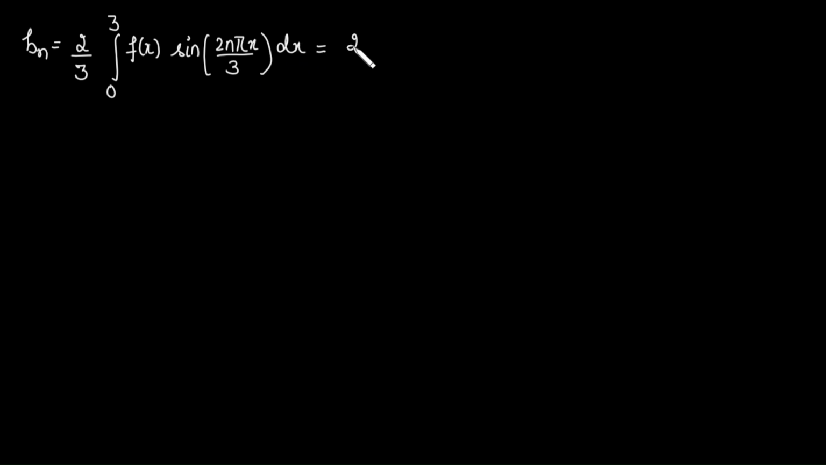Now let's calculate the expression of bn. So bn is calculated as 2 upon b minus a, that is the length of the interval, in this case 3, integration from 0 to 3, function into sine of 2n pi x divided by the length of the interval 3. In this case the function value is 2x minus x square. And the rest of the quantities are the same.